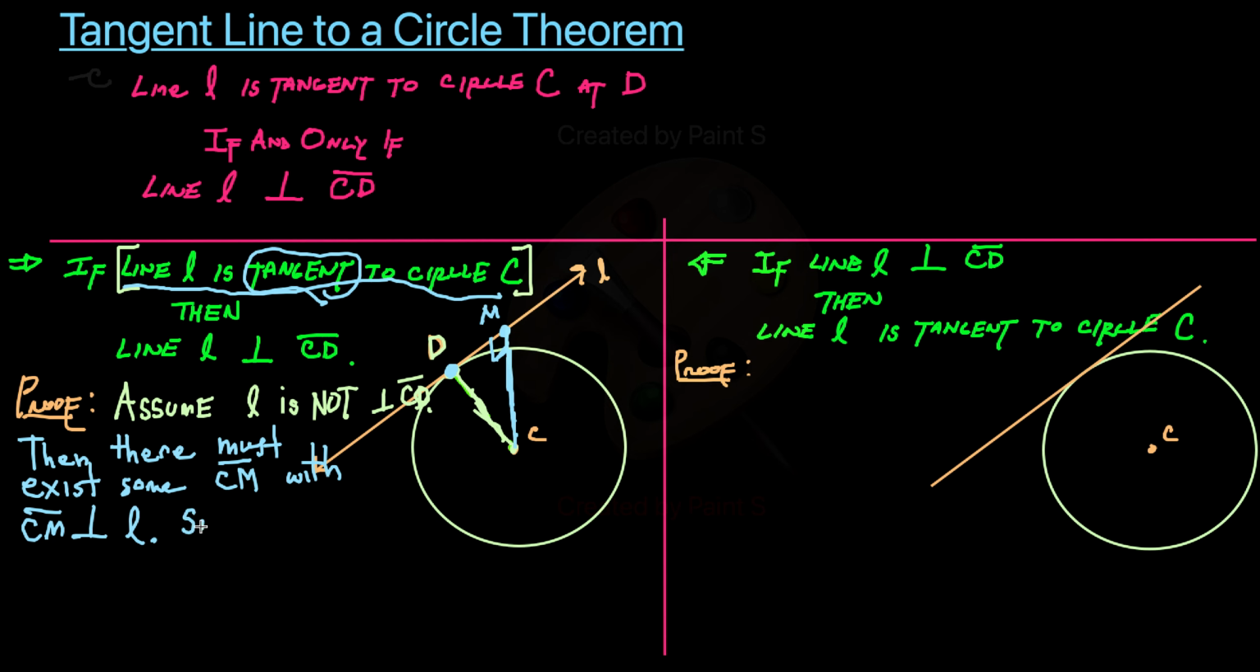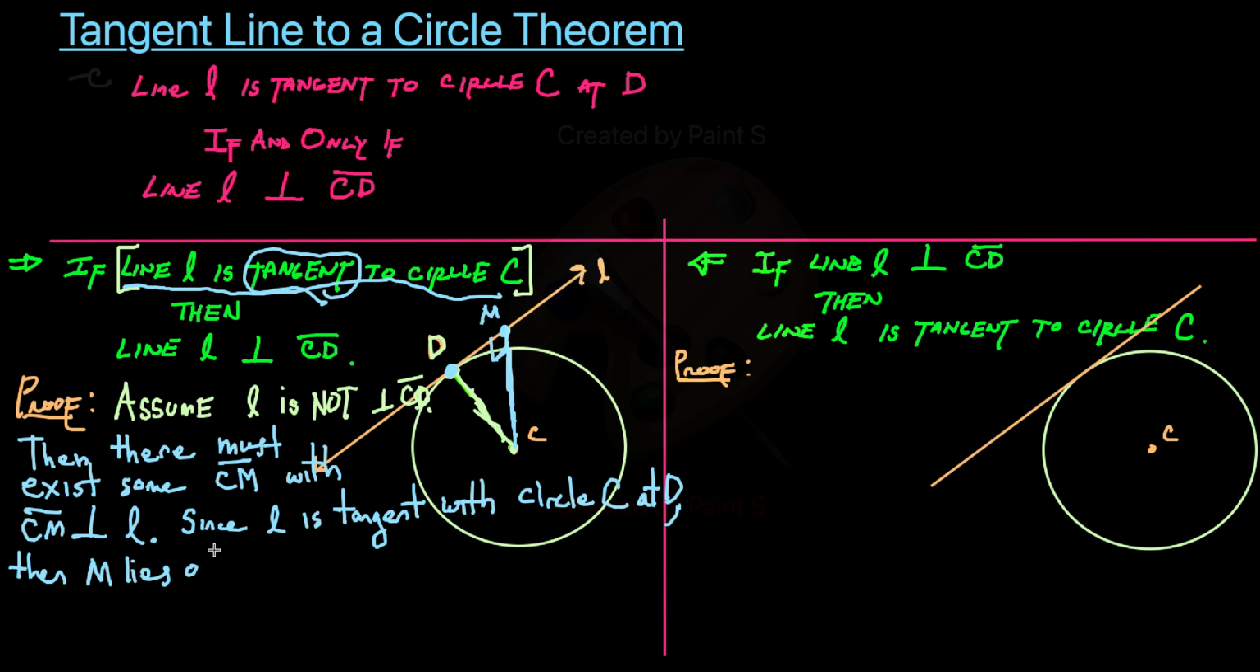So since L is tangent with circle C at D, and only at D, then M lies outside circle C.